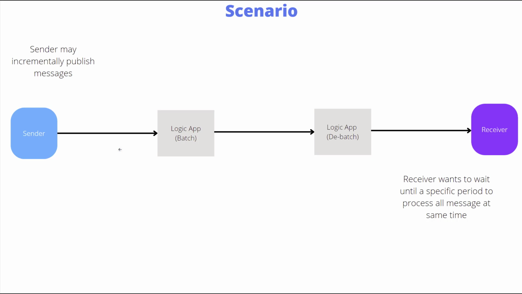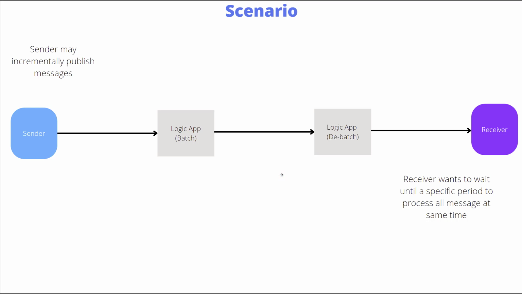What we've got going on here is a sender or a publisher that's incrementally pushing messages. These messages land inside of Logic Apps, and that can happen through a variety of different connectors. Then what we're going to essentially do inside of Logic Apps is create almost like our own queue, where we can govern how messages are pulled from that queue.